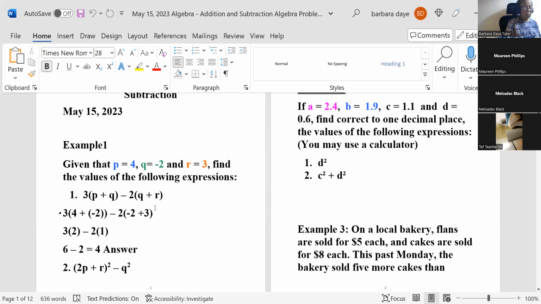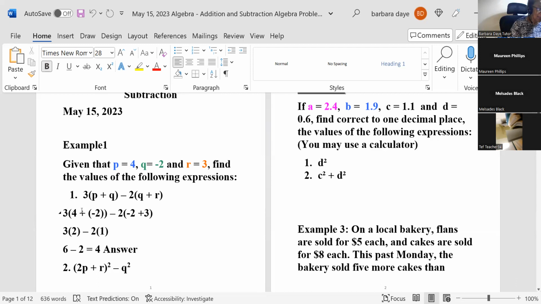Question? This one is not really clear, but is it clear how we substitute the variable? Let's take it step by step. For P, we put a 4. For Q, we put a -2. For R, we put a 3, right? Then you do what's in the parentheses.